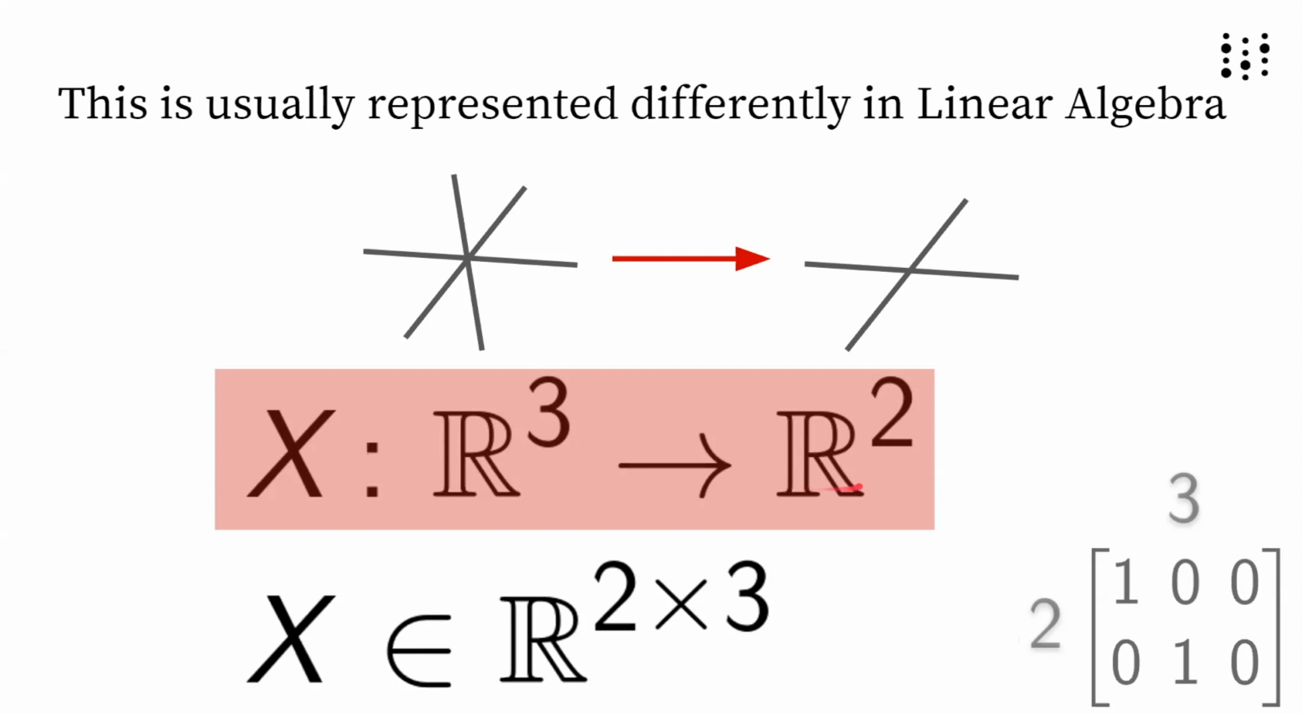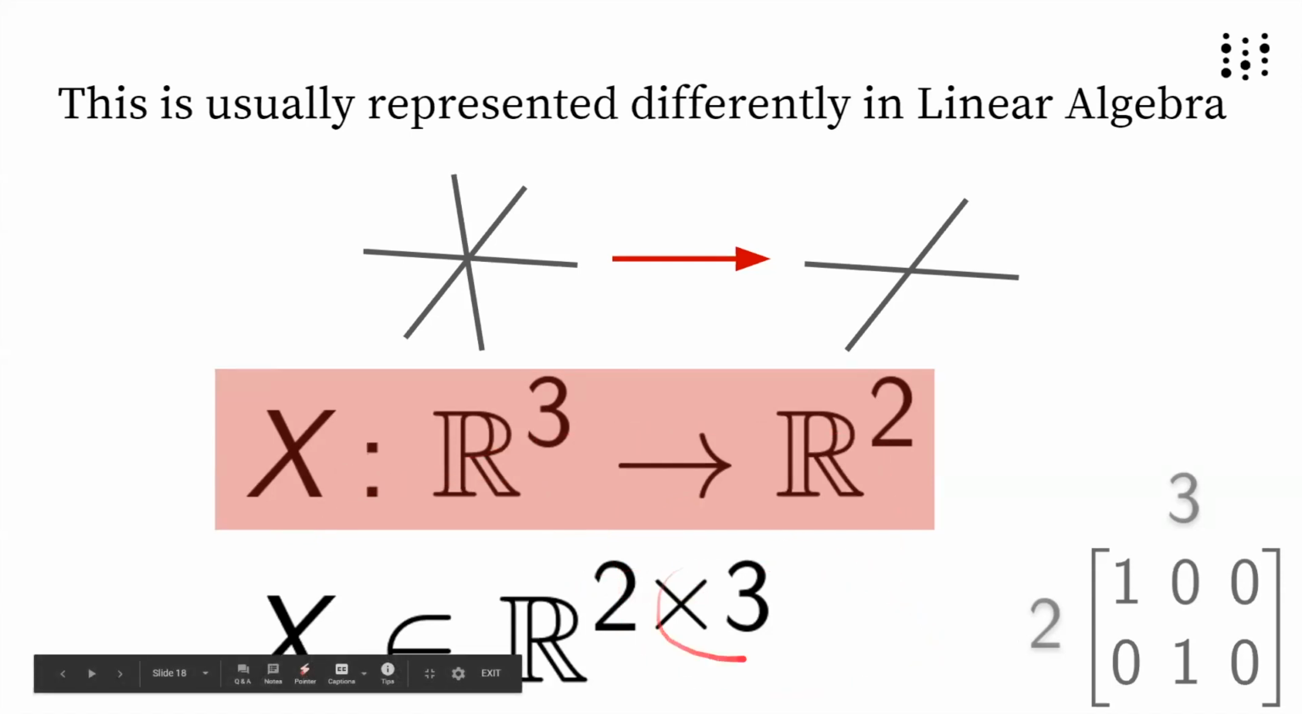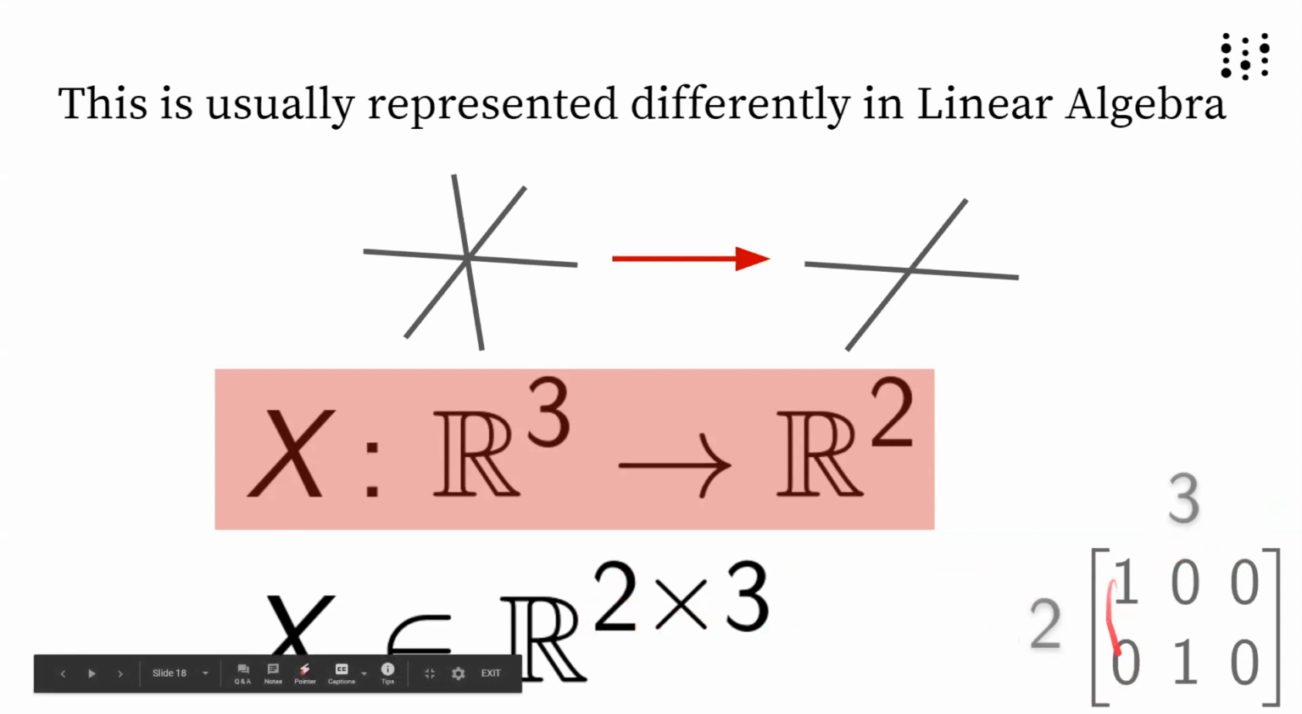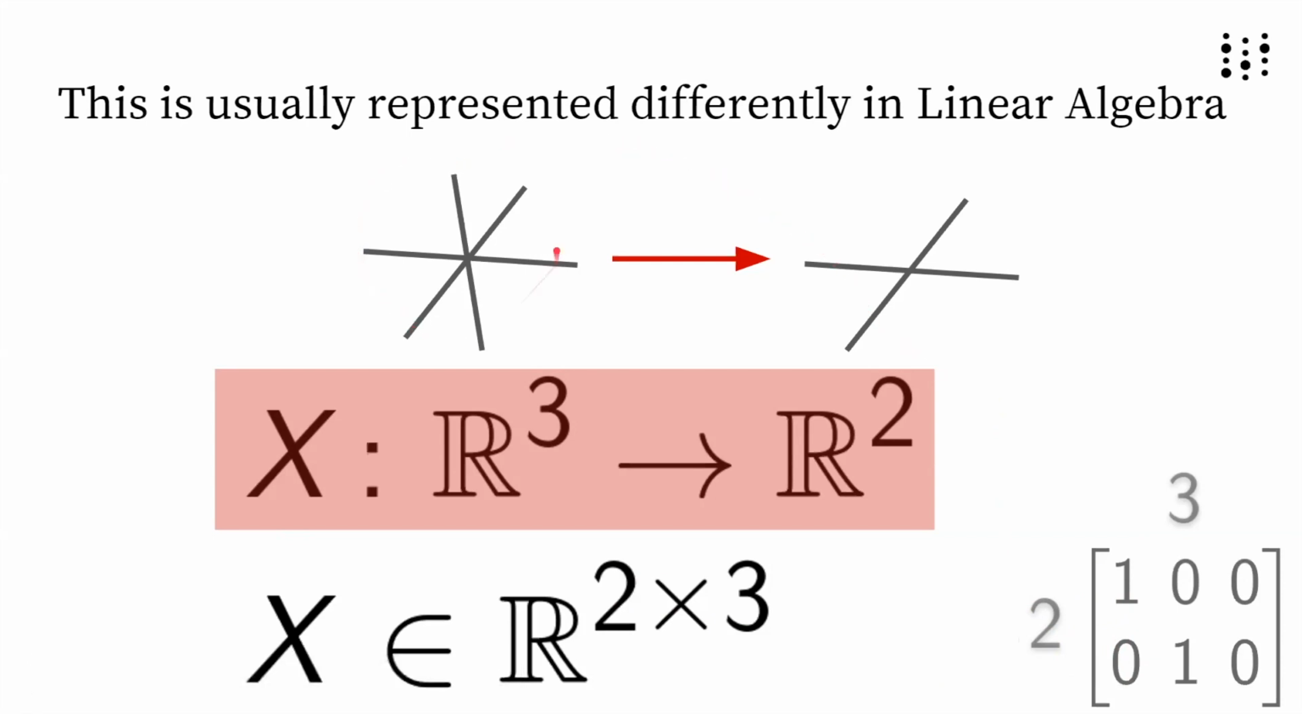For the class of linear transformations, to say that X goes from R3 to R2 is to say that X can be represented as some matrix, a matrix with 3 columns, so 1, 2, 3 columns, and 2 rows here. And so this function takes something that lives in a 3-dimensional space. So these are like our X, Y, and Z axes. It lives in this 3-dimensional world, the inputs to X, and the outputs of X live in this 2-dimensional world.